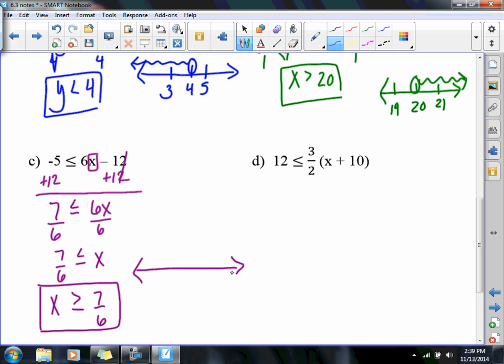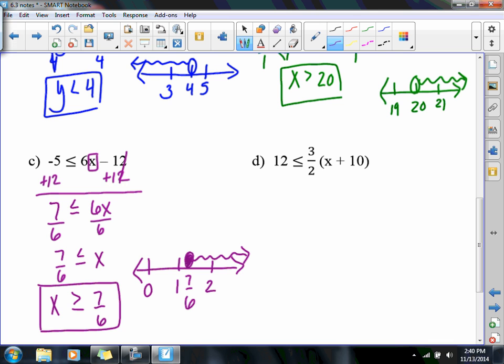Now if I'm going to graph this, remember 7/6 is really 1 and 1/6. So I'm going to graph it between 1 and 2. So if it's 1 and 1/6, it's right about there. So that's where I'll put 7/6. I'll need a solid circle, and I'm going to shade to the right.